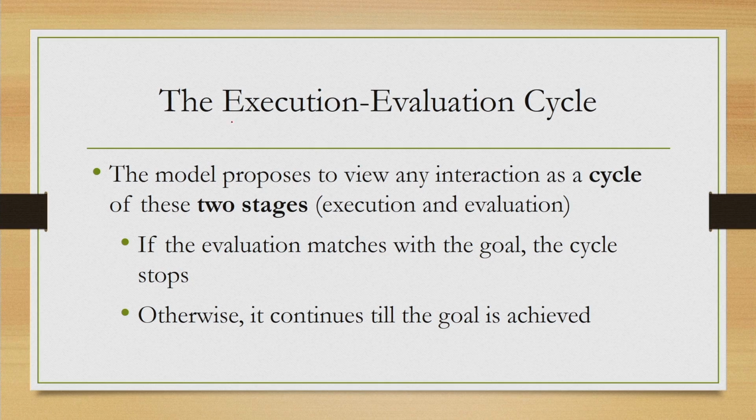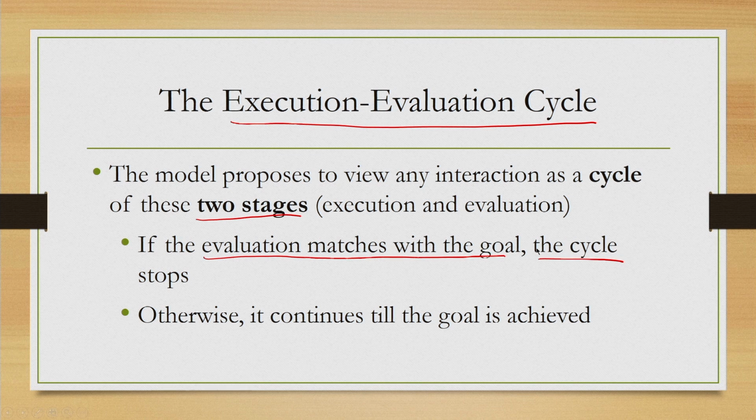Now, there is an important concept that has come out of this model. The concept is known as the execution evaluation cycle. So, when we interact, we follow a cycle called the execution evaluation cycle. So, the 2 stages we have discussed, that is execution stage and evaluation stage. Now, in the evaluation stage, if the evaluation matches with the goal, the cycle stops, otherwise it continues till the goal is achieved.